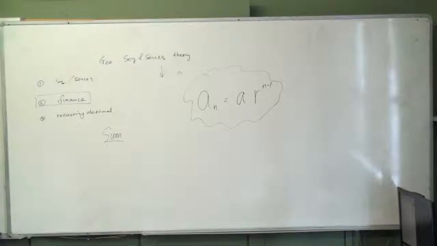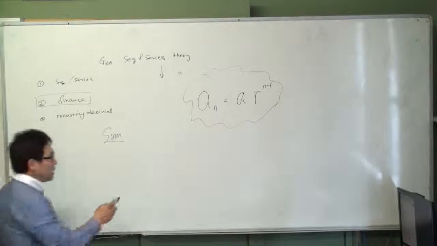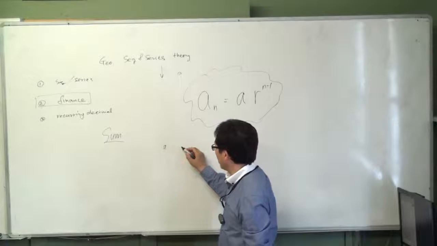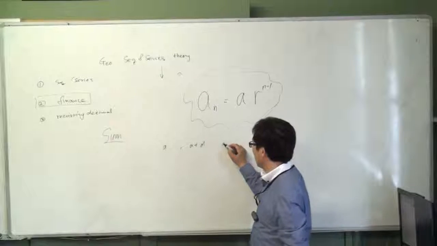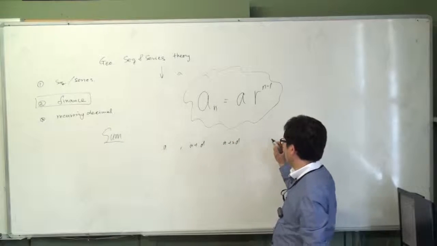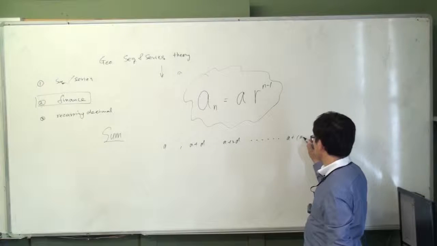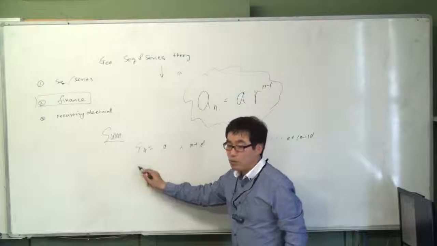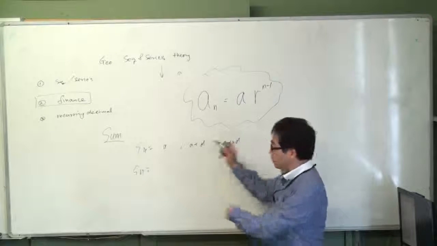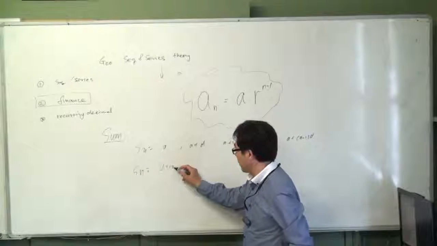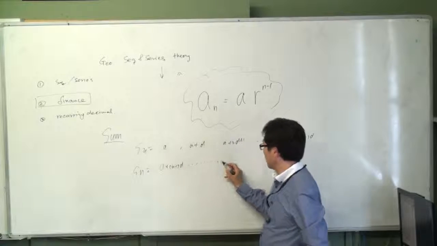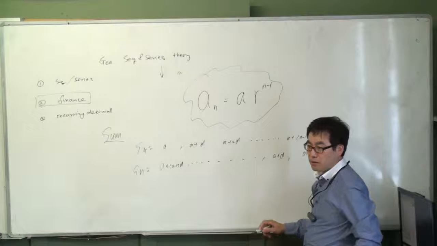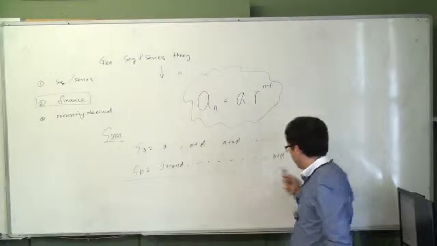So remember in arithmetic sequence, when you make up some formula, you're doing a, a plus d, a plus 2d, blah blah, a plus (n minus 1)d. That's the sum. Then we made another sum in the opposite direction: a plus (n minus 1)d, and so on, down to a plus d and a. Then you add it up.